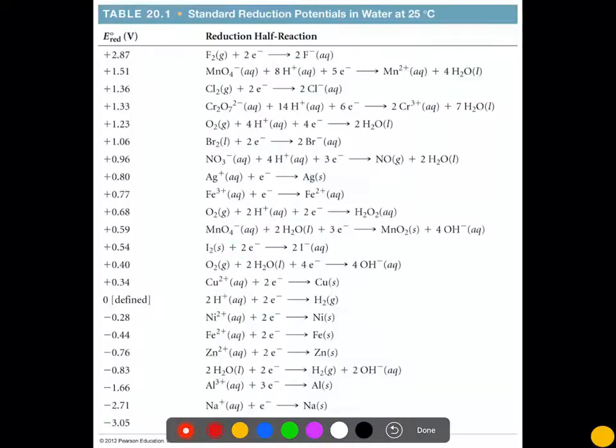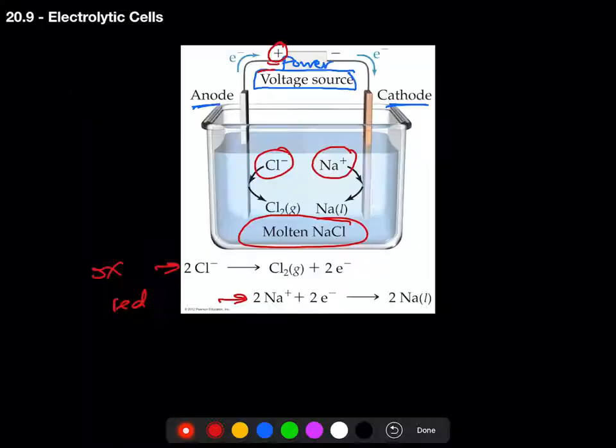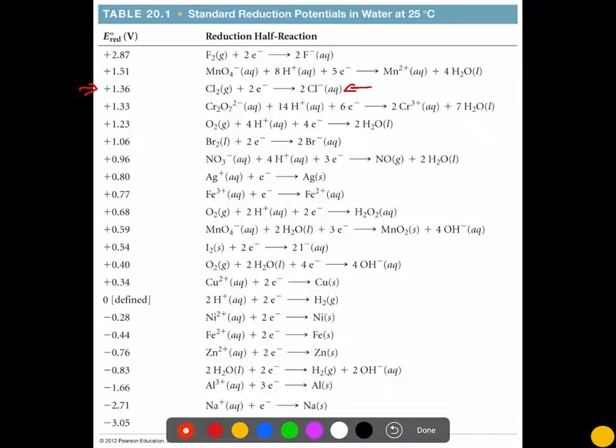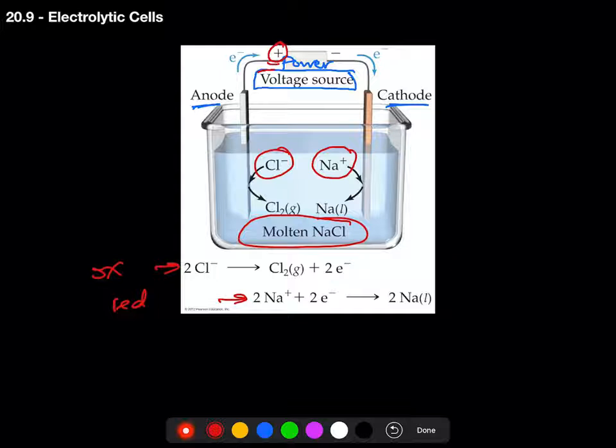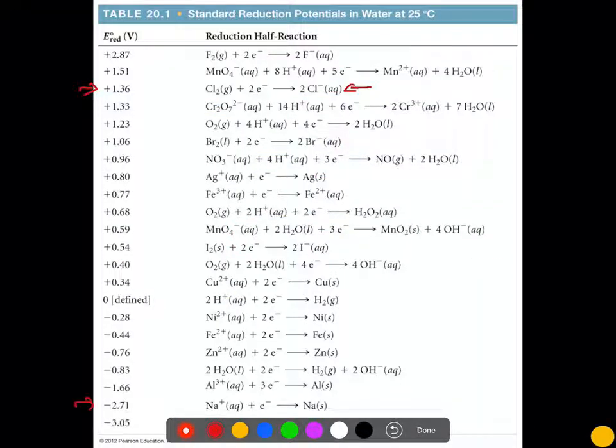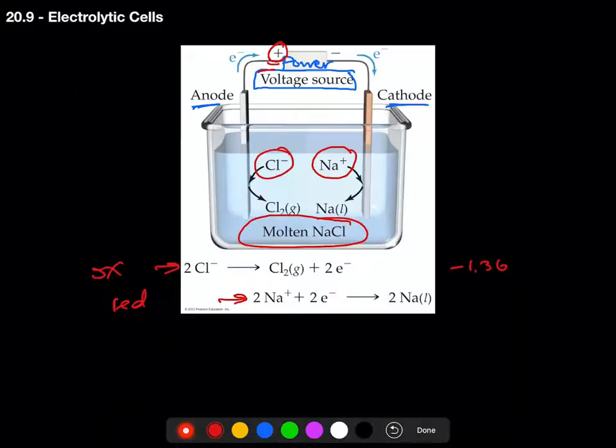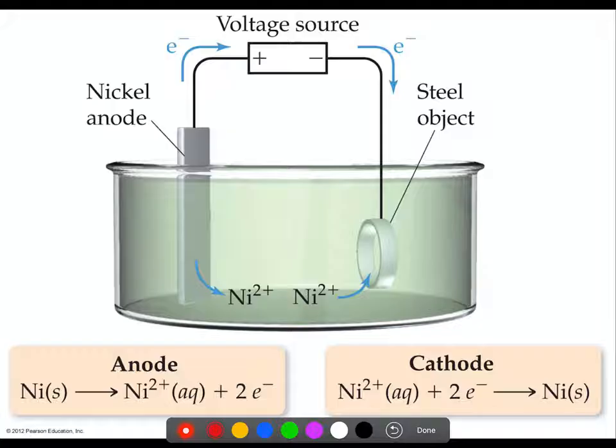If we go back to our table of standard reduction potentials and pick out chlorine, the oxidation of chloride ions is actually negative 1.36. Sodium down here, reduction of sodium, is negative 2.71. So indeed, our overall voltage is decidedly negative, which means our power source has to be able to provide at least that much voltage, if not more. Does that make sense?